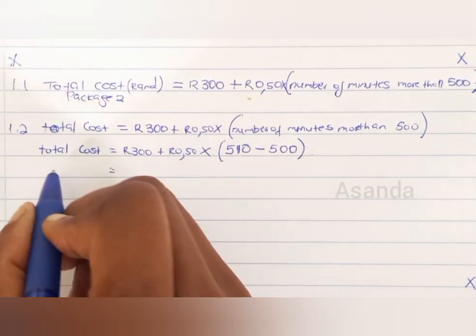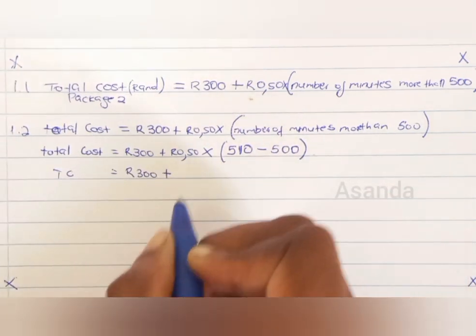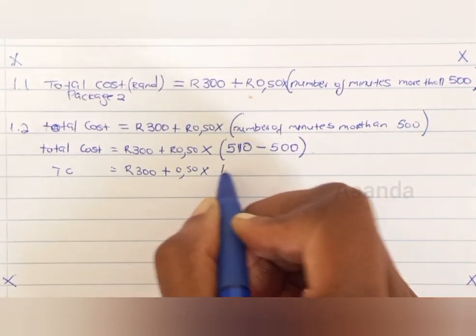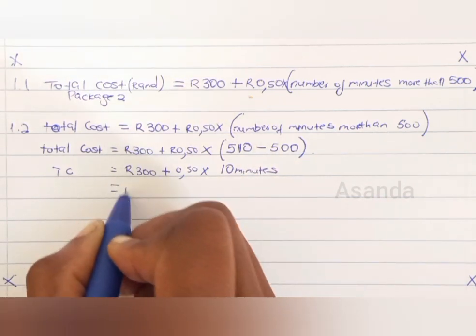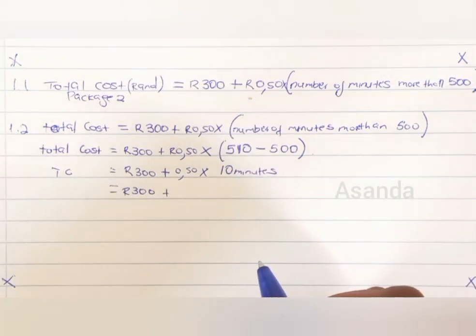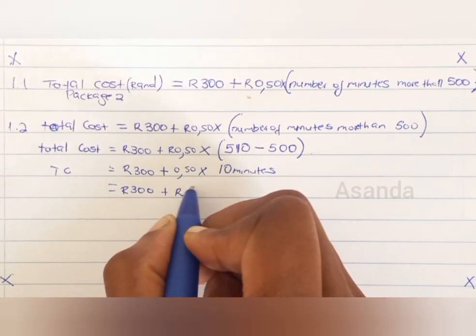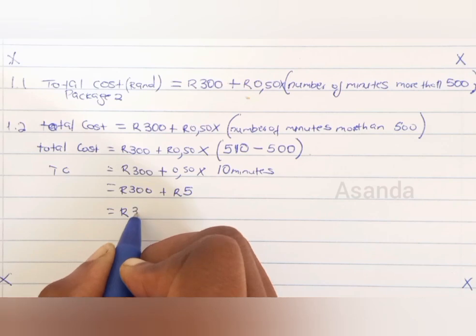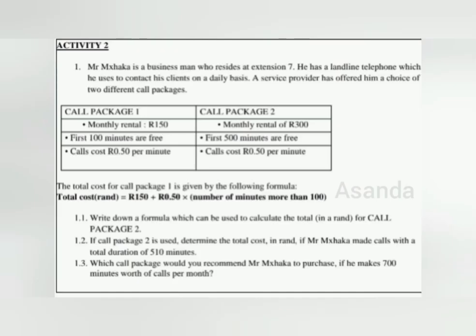And then we will say total cost is equal to, I'm just going to write the 300 plus, and then I'm going to minus 510 minus 500 gives me 10 minutes. Then I'm going to multiply and find out how much is 10 minutes, right? 10 minutes is 5 rands. And therefore, my cost will be 305 rands.